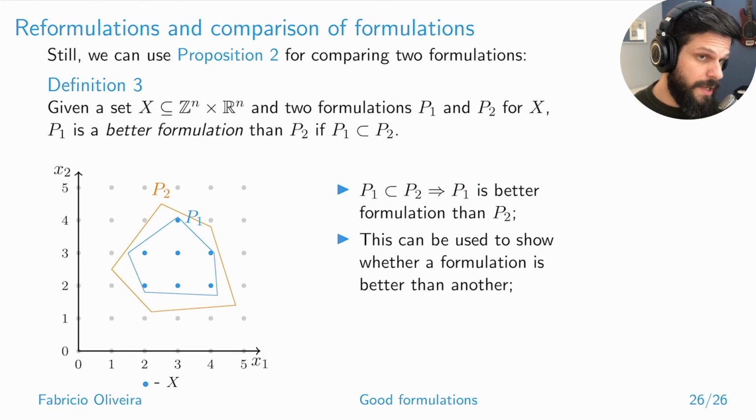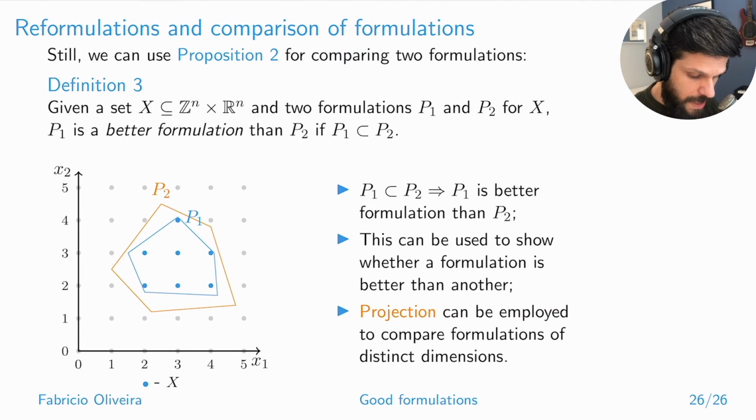This is what is going to guide us in the process of telling whether a formulation is better than another or vice versa. It might be that we are in a situation where P1 and P2 have different domains. So you might have formulations with different numbers of variables and constraints, which makes this analysis a bit more complicated.